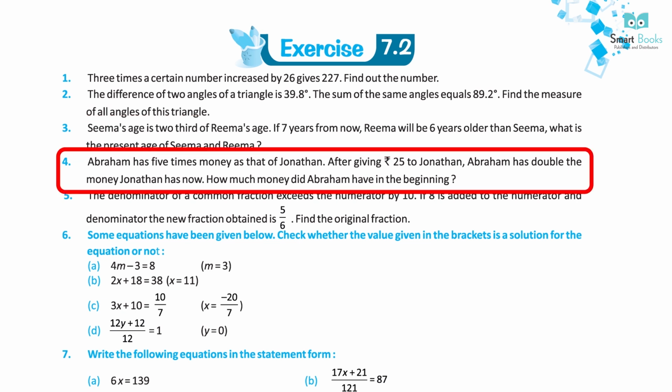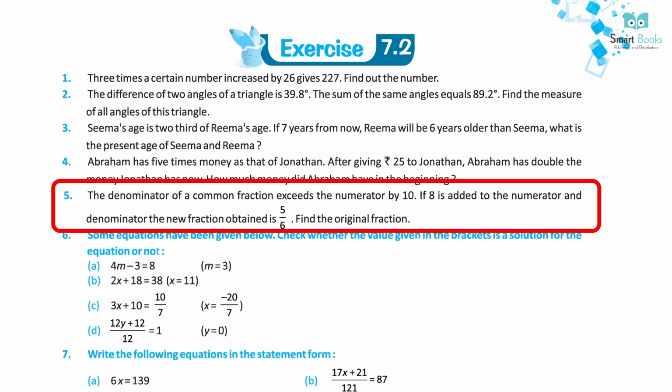Question 4. Abraham has 5 times the money that Jonathan has. After giving rupees 25 to Jonathan, Abraham has double the money Jonathan has now. How much money did Abraham have in the beginning? Solution: rupees 125. Question 5. The denominator of a common fraction exceeds the numerator by 10. If 8 is added to the numerator and denominator, the new fraction obtained is 5 upon 6. Find the original fraction. Solution: 42 upon 52.